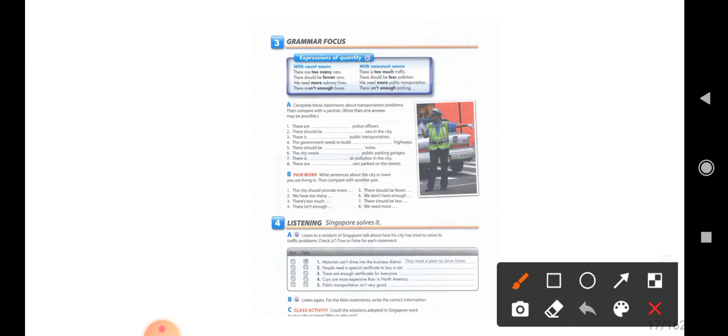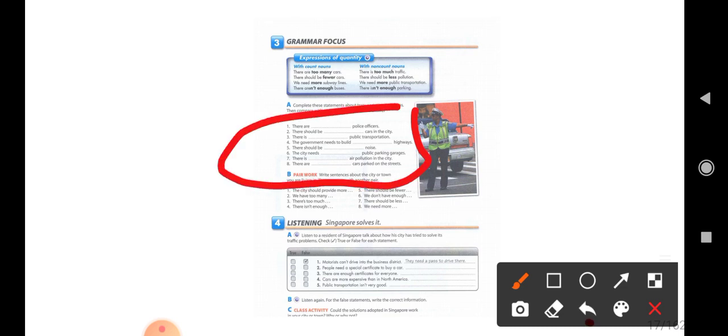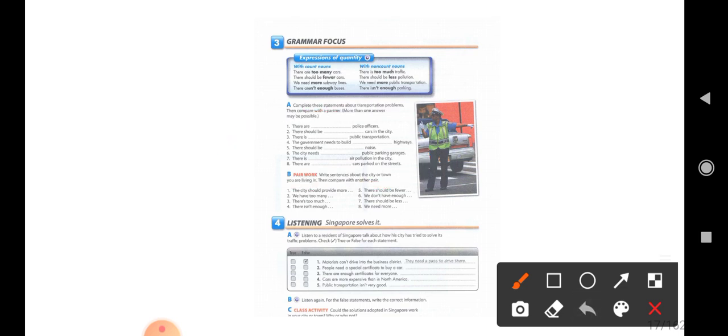Let's practice a little. Complete the statements about transportation problems. You can use your own information, and more than one answer is possible. So remember, if we have are, it is probably because we're using count nouns. So try to use the expressions of quantity according to the noun. If we use is, we're probably using non-count nouns. So use the expressions of quantity that are in bold for the non-count nouns.